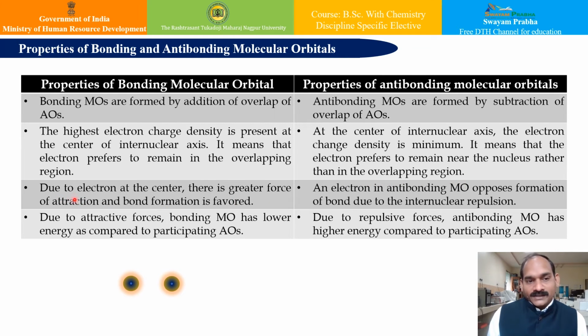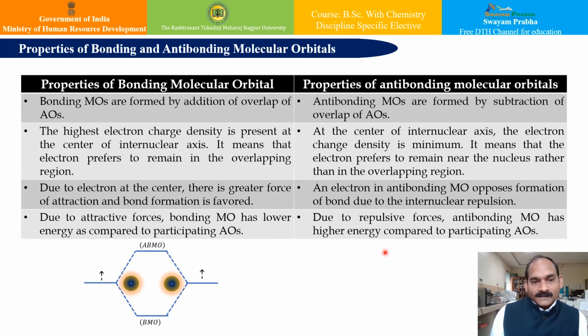Now, in case of bonding, due to electron density at the center, there is a greater force of attraction and bond formation is favored. In case of antibonding, the electron in the antibonding molecular orbital opposes the formation of a bond due to internuclear repulsion. And lastly, in case of bonding molecular orbital, due to attractive forces, the bonding molecular orbital has lower energy as compared to the participating atomic orbitals. And in case of antibonding molecular orbitals, due to repulsive forces, the antibonding molecular orbital has higher energy compared to the participating atomic orbitals.